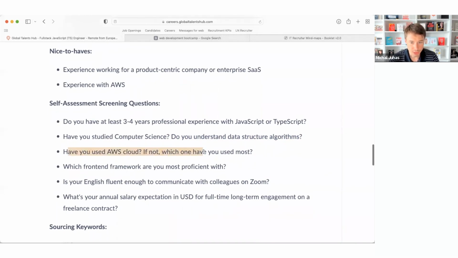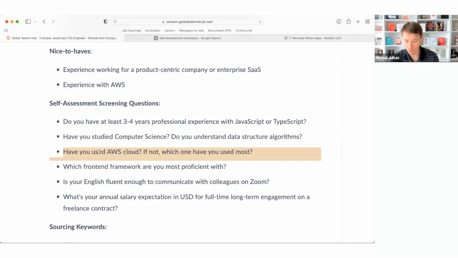Have you used AWS Cloud? If not, which one have you used most? So the San Francisco-based company uses AWS, but they don't insist. And we had an interesting discussion with the CTO. At first, he was like, this is AWS, we use it, it's a must-have. And I was like asking, okay, so you have it already set up. Like, why is it a must-have for the new joiner?